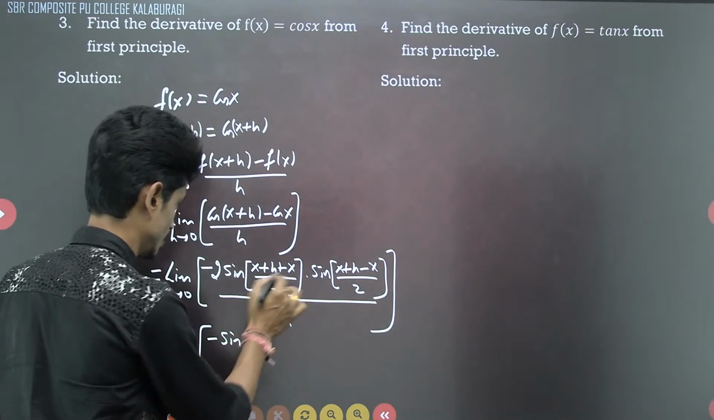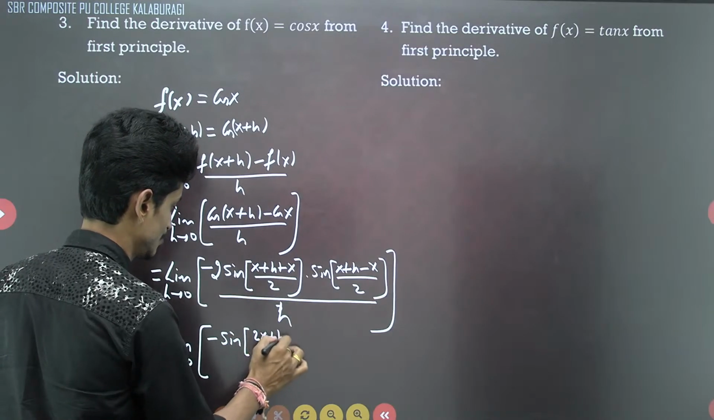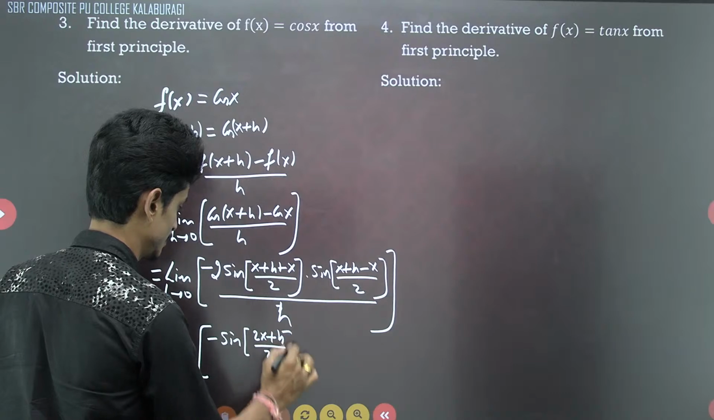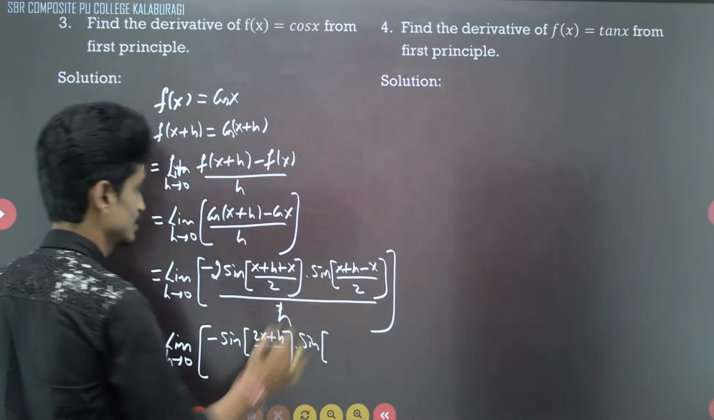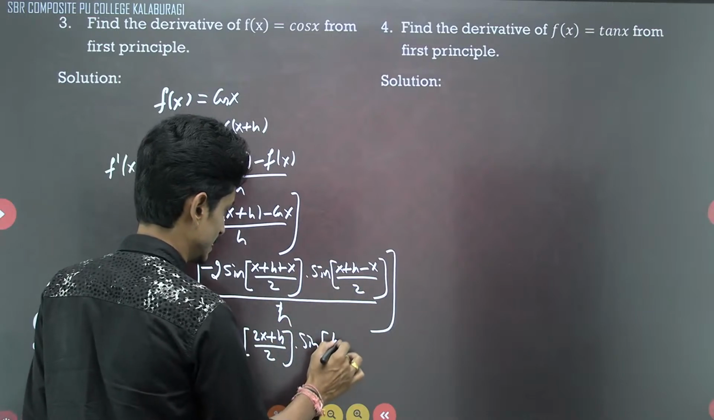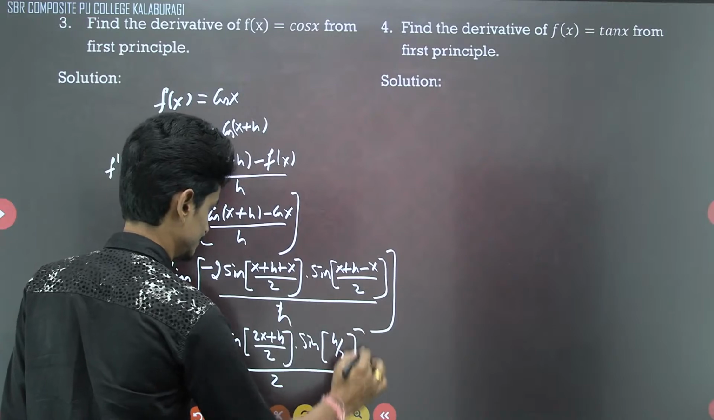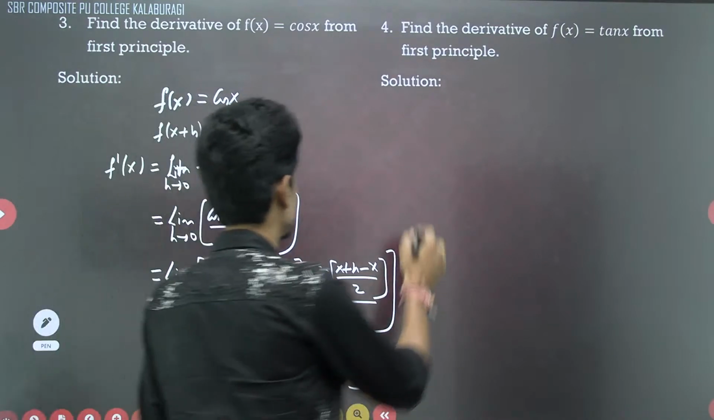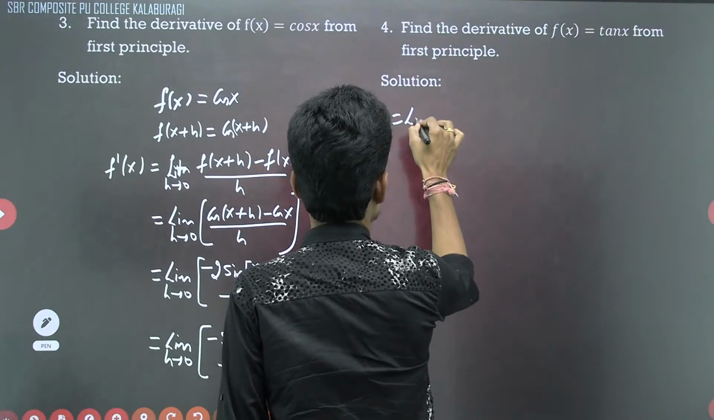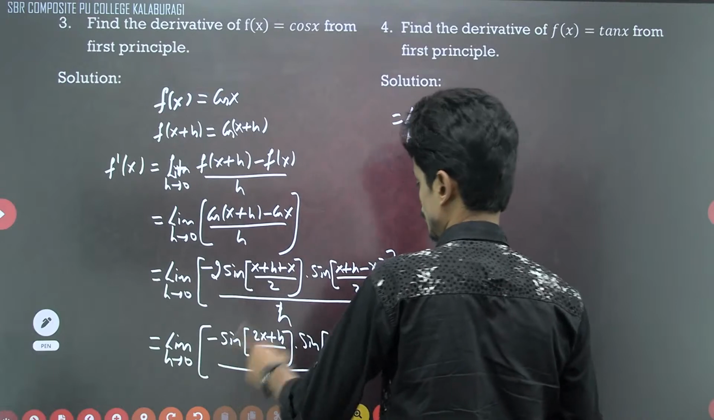Sine of, what is this value? x plus x becomes 2x plus h, keep as it is, divided by 2. This side, limit of, how much will it be? x cancels, it should be h by 2 whole divided by 2. I have simplified in that step. Now arrange to evaluate our limit. Still this is of the form 0 by 0. Limit as h tending to 0.